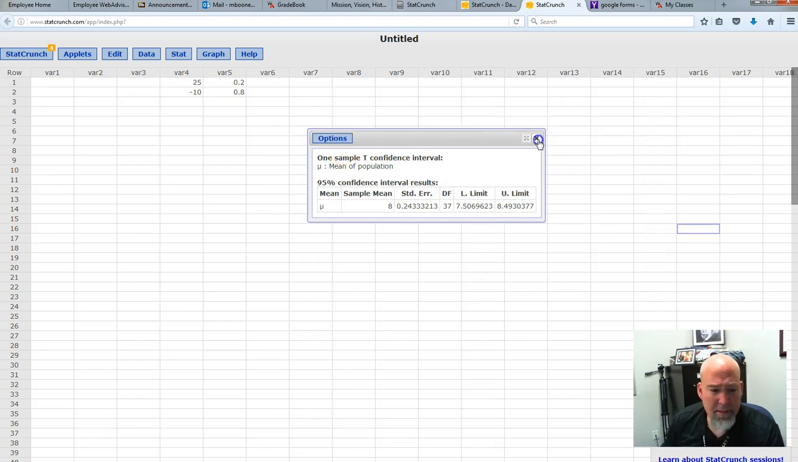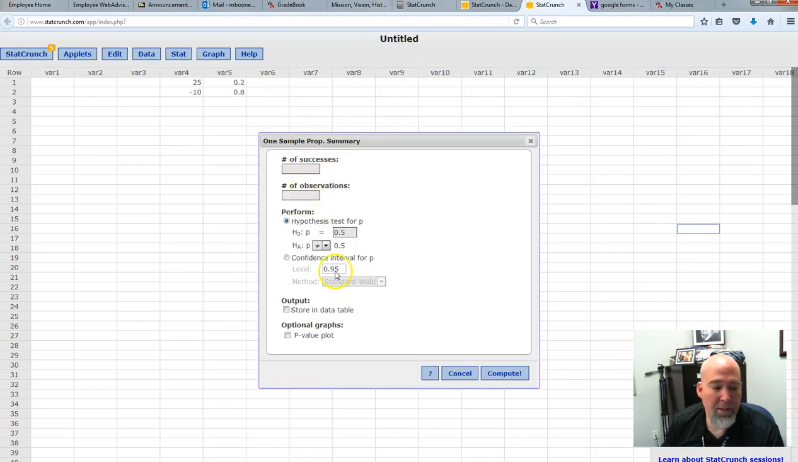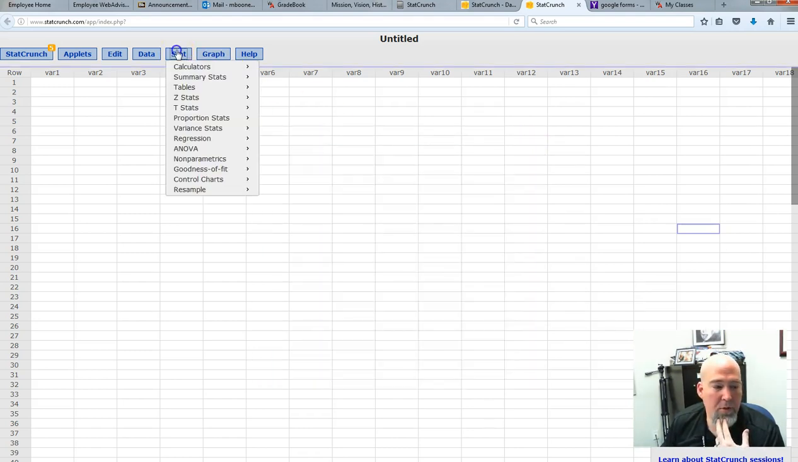Pretty nice to use. Same thing with proportions, except you do proportion stats. One sample, again, whether you have data or a summary, put your information in and click on the correct confidence interval. So y'all have done problems with that. If you want to know a sample size with these, so let's say I was looking at a mean, one sample.